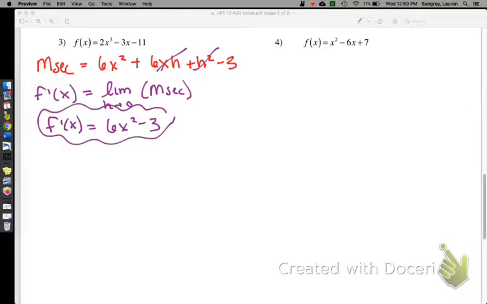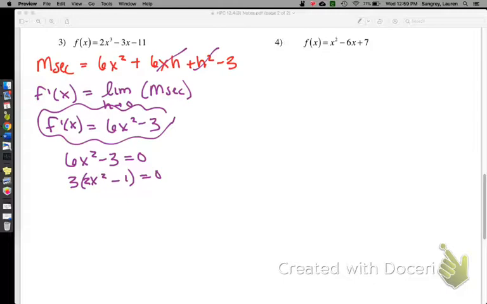So now here's our new steps. We have to set this derivative equal to 0. So 6x squared minus 3 equals 0. So now I am going to factor out a 3. Still a 2 in front of there. Okay, and I'm going to divide both sides by 3.